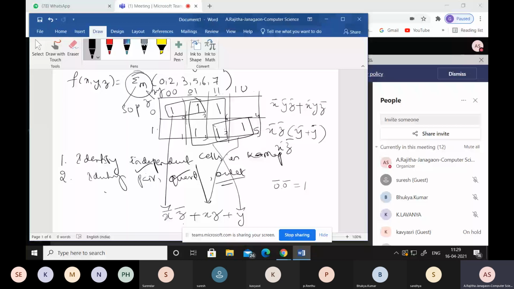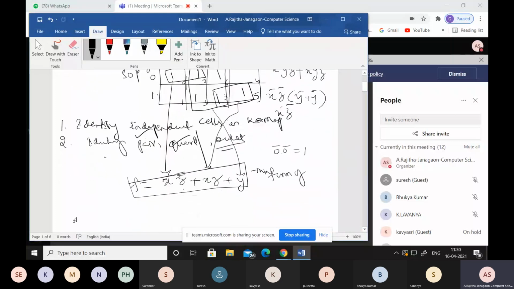So this is the minimum term, or minimum expression. This is the minimum form, the min form of the given expression. So for this expression, this is the minimum. Actually, the term would look like this: f equals x complement y complement z complement plus y.